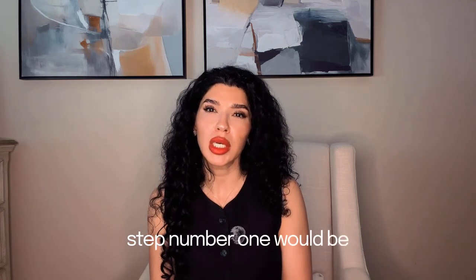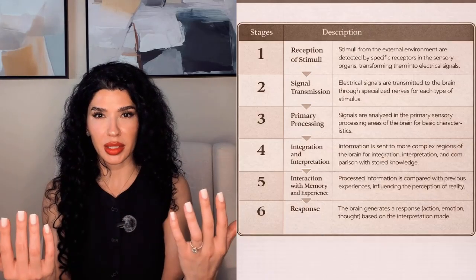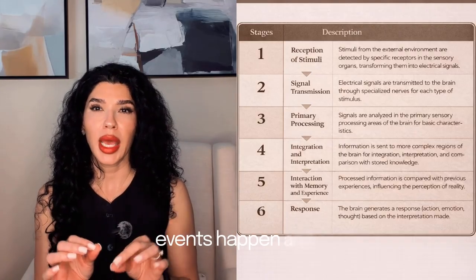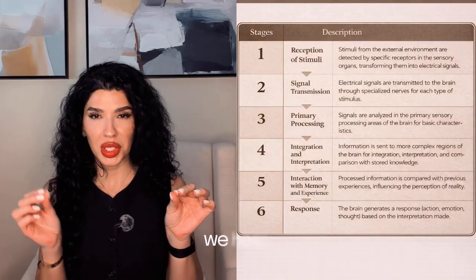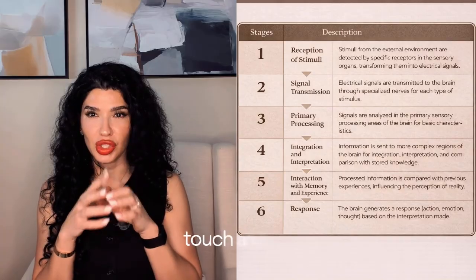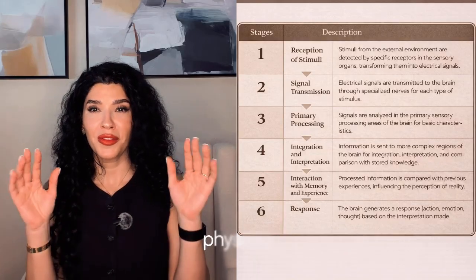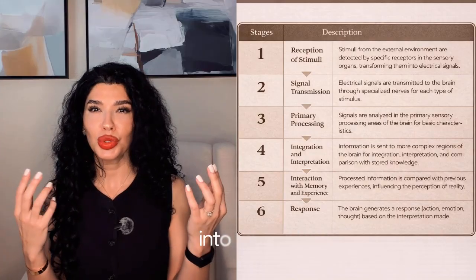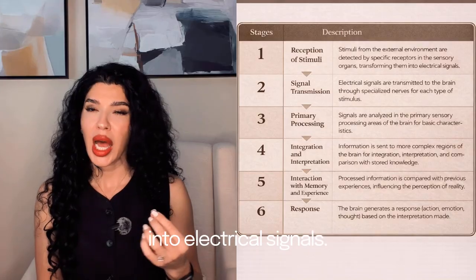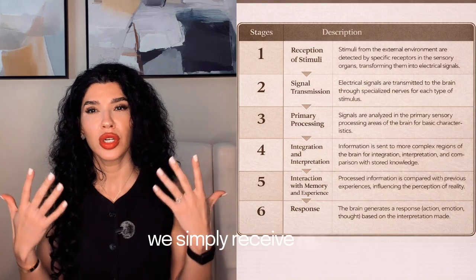Step number one will be reception of stimuli. Everything begins in the external environment. Events happen and our senses pick up what we see, hear, smell, touch, and taste. Our sensory organs transform physical stimuli, light, sound, pressure, into electrical signals. At this stage, nothing is understood yet. We simply receive raw data.